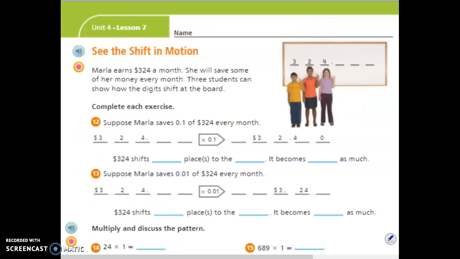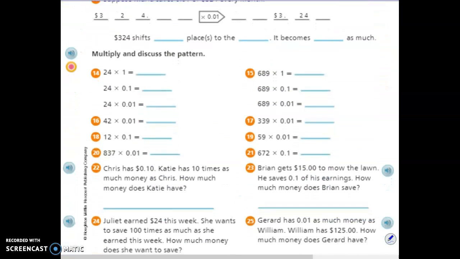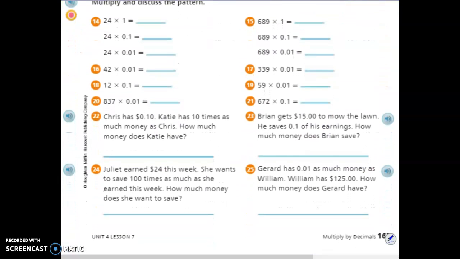All right, turn over to your next page and we're going to skip this top part and do some practicing. Start with number 14. 24 times 1. Easiest math problem ever, right? Go ahead and write your answer. Now, 24 times 1/10 is going to be what? Shift it over one place, so your decimal's here. It's going to be 2.4, 2 and 4/10. Multiplying by 1/100, taking 1/100th of it, the decimal's going to shift 2 places: 0.24.